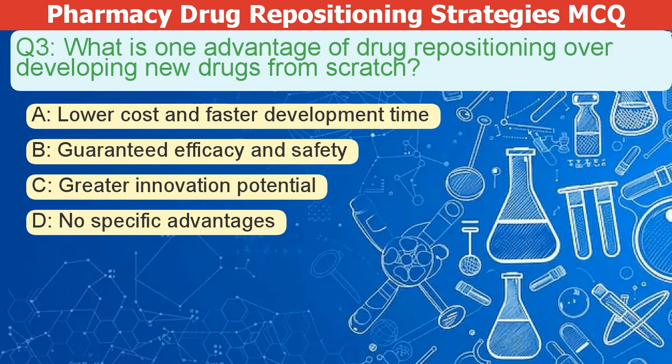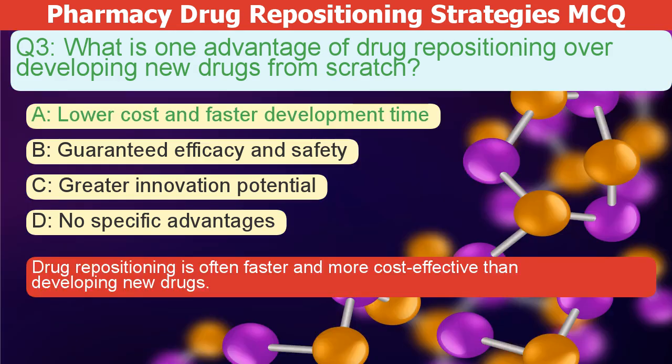What is one advantage of drug repositioning over developing new drugs from scratch? A. Lower cost and faster development time. B. Guaranteed efficacy and safety. C. Greater innovation potential. D. No specific advantages. The correct answer is A. Drug repositioning is often faster and more cost-effective than developing new drugs.